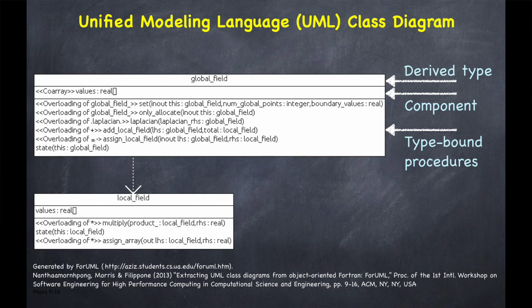The local_field type contains a regular array, so it is a local data structure defined only within a given image. The dashed arrow indicates a dependency. In this case, the global_field type depends on the local_field type in that each global_field operator produces a local_field result. When we write the main program in the next video, we will see how the expressions in our time advancement algorithm determine the operators that must be defined on each of these two types.